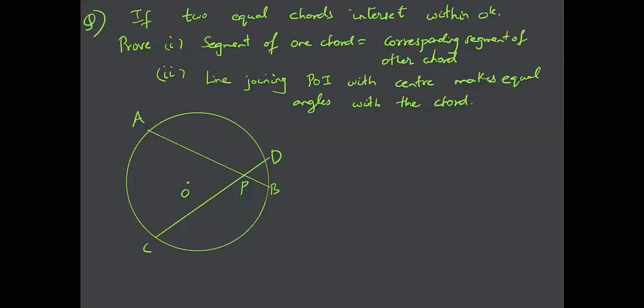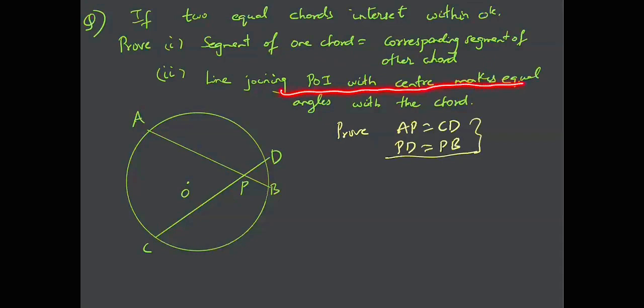Segment of one chord is equal to corresponding segment of other chord. It means we need to prove that AP is equal to CP, PD is equal to PB. This is the meaning of the segment of one chord being equal to the corresponding segment of the other chord. AP should be equal to CP and PD should be equal to PB.